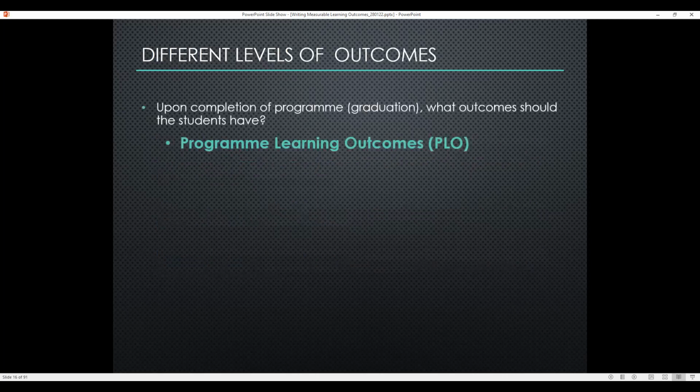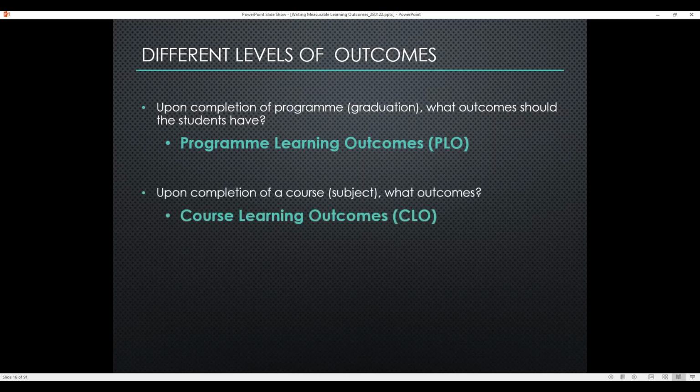So what are the different levels of learning outcomes? Just now somebody mentioned PLO. So PLO is the program learning outcome. Sometimes people also call it PO, just like CLO, sometimes people just call it CO, the short form. So PLOs are what? PLOs are upon graduation. Say, for example, your degree program is 3 years. At the end of 3 years, these are the things that they achieve. That is program learning outcomes.